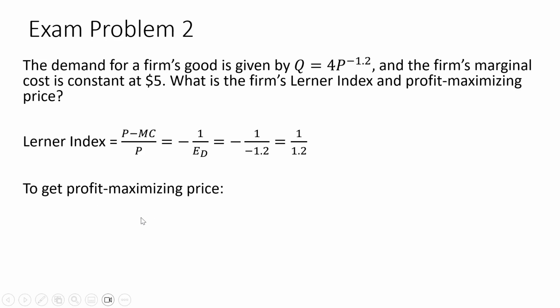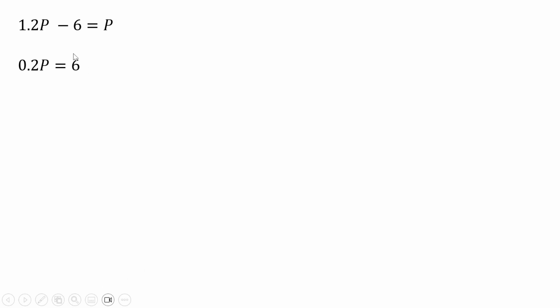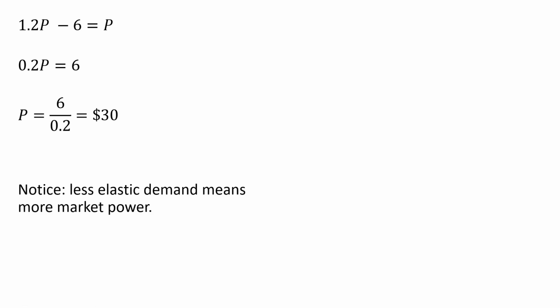And then to get the profit maximizing price, plug in what we know. We know the marginal cost is 5. We have the left-hand side of the equation, and we said it should equal 1 divided by 1.2. Now we're going to just solve for P. Skipping a few steps, multiplying through by P, multiplying through by 1.2, we get something like this. Subtracting P from both sides and dividing through by 0.2, the profit maximizing price here now jumps to $30.